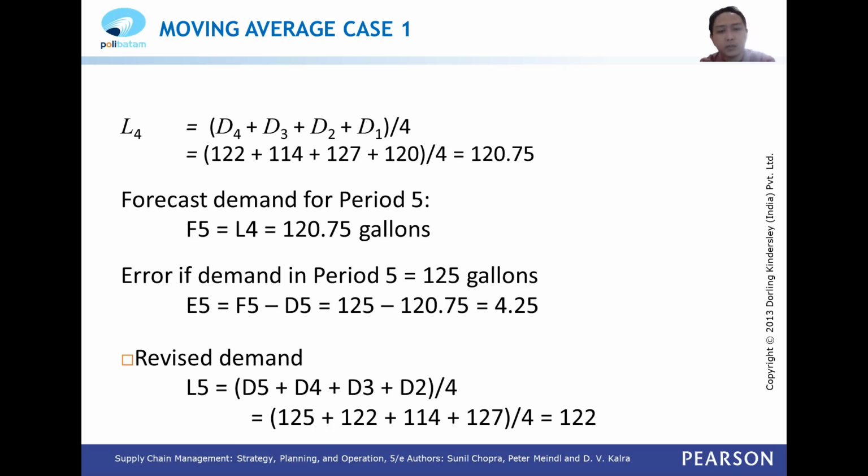Now, if the actual value differs from the forecast value, then the previous forecast value cannot be reused for the next calculation in the next period. So it needs to be revised to the level in time period 5, which is the total demand in the latest 4 periods divided by 4. So the level value in period 5 is 122. Then we can use the new level value to forecast period 6.